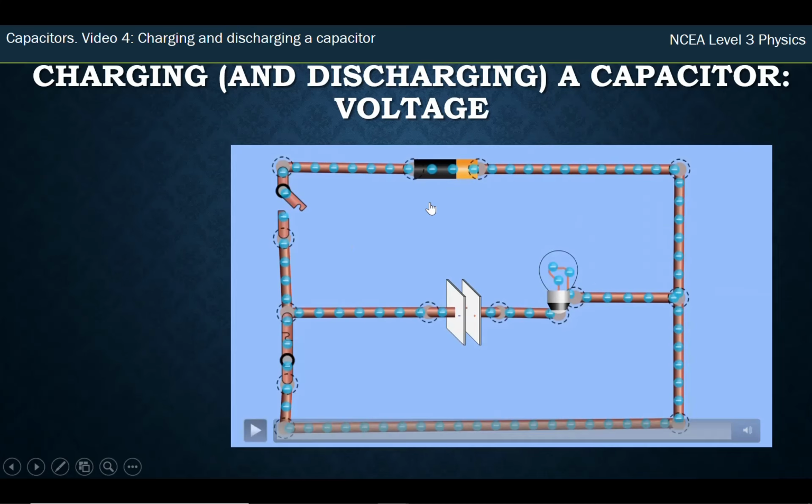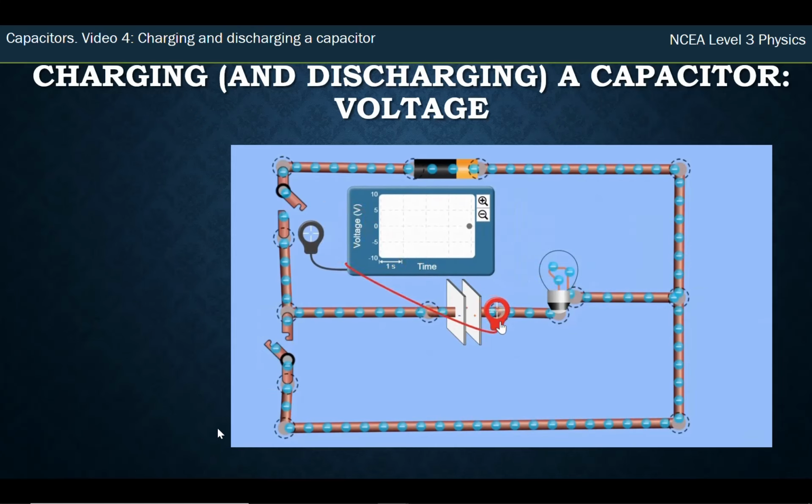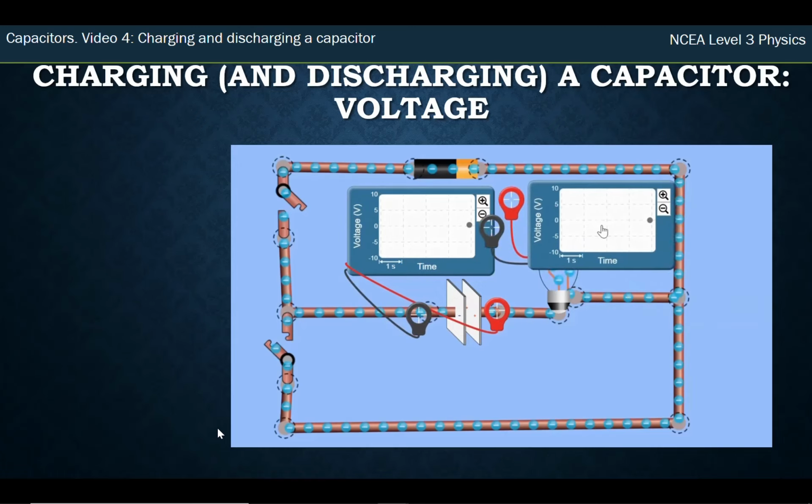What about the voltage? Okay, so there's two bits of voltage we can measure. We can measure the voltage over the capacitor and the voltage over the bulb. We're going to do both of those. So I can do the same thing. I can bring across a voltmeter oscilloscope. So this measures voltage as a function of time. And I've got another one here, so I can measure the voltage over the bulb.